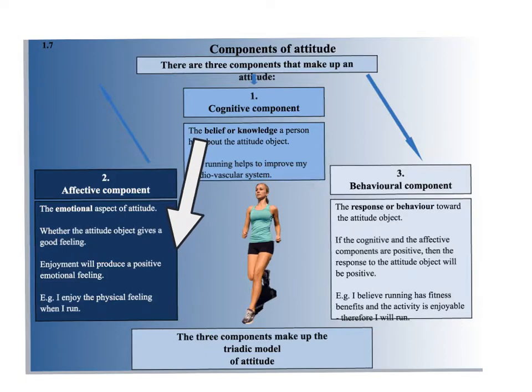Then move down to number 2, where we've got the affective component. This is how we feel about the attitude object. This is our emotions. So whether the attitude object gives us a good feeling. Enjoyment will produce a positive emotional feeling. For example, I enjoy the physical feeling when I go for a run.